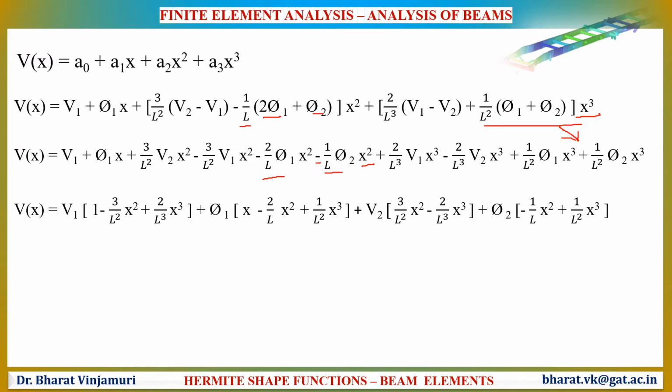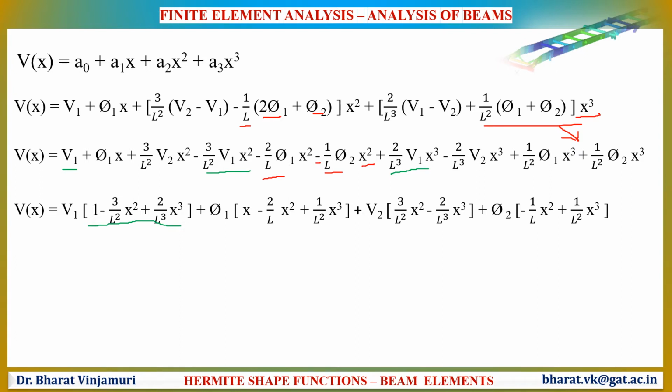Further simplifying, we have taken the common terms related to v1. We have got v1 and another v1 term, minus 3 by L square into x square, and there is one more v1 term here, 2 by L cube x cube. In all these terms v1 is common and v1 is taken common.